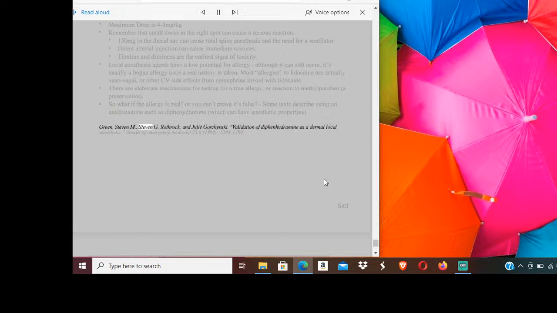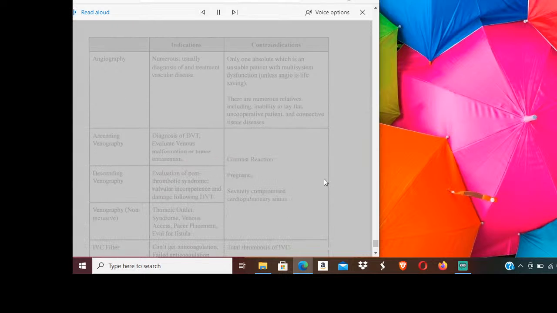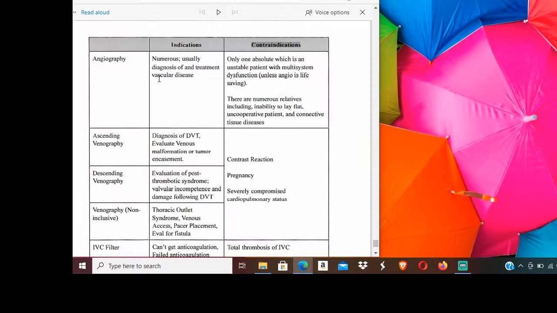Green, Stephen M., Stephen G., Roth. Indications.